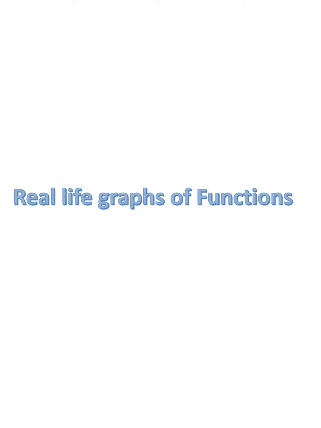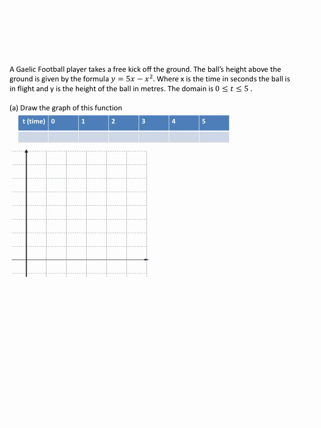In this video, we're going to be looking at real-life graphs of functions. So in this question here, we're told a Gaelic football player takes a free kick off the ground. The ball's height above the ground is given by the formula y is equal to 5x minus x squared, where x is the time in seconds the ball is in flight and y is the height of the ball in meters. And the domain is given between 0 and 5, and we need to draw the graph of this function.